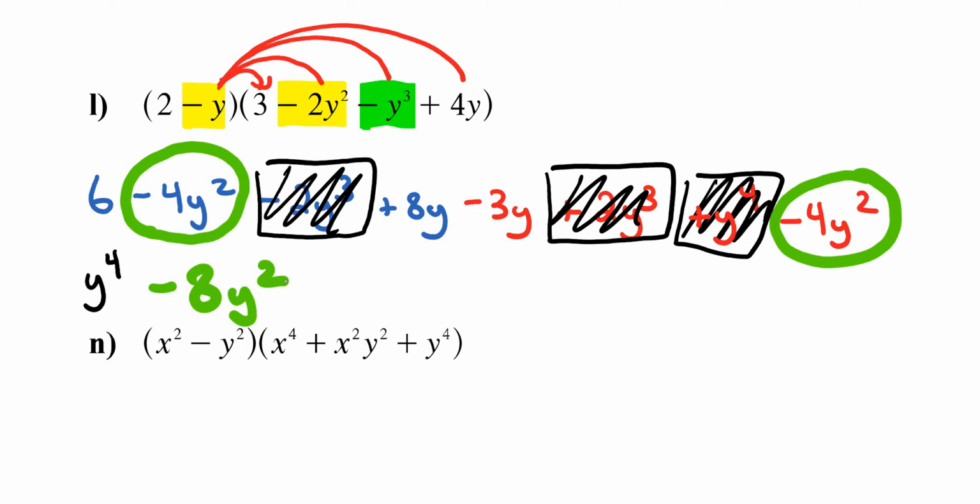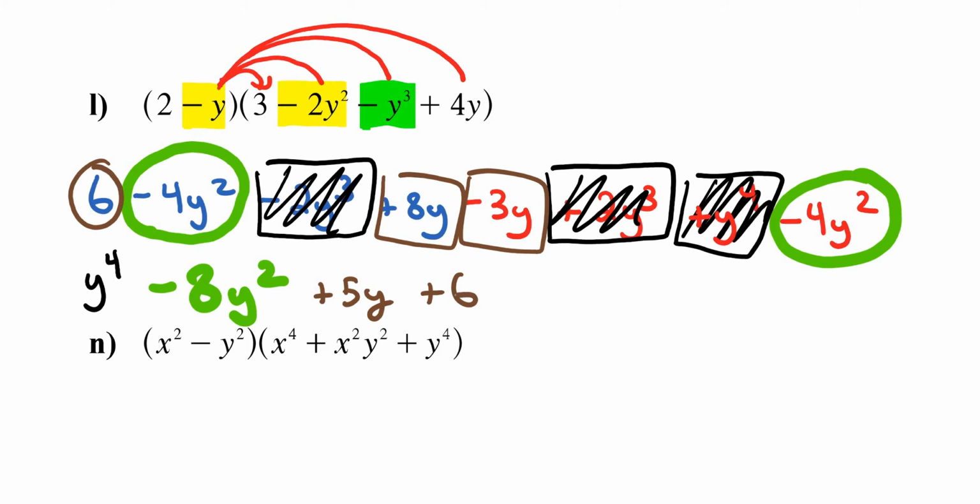And then at the very end, what else do we have here? We have 8y minus 3y. So 8 minus 3 is going to be 5, so positive 5y. And then we also have this 6 at the very end. So y to the power 4 minus 8y squared plus 5y plus 6 is your final answer.